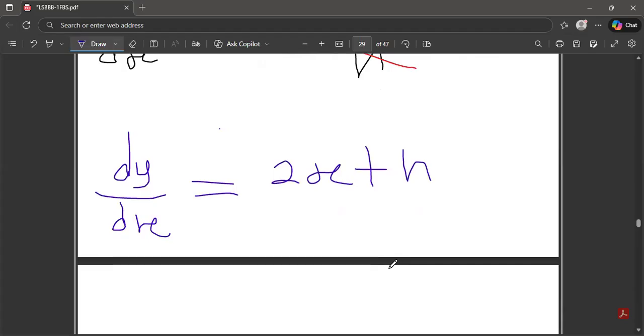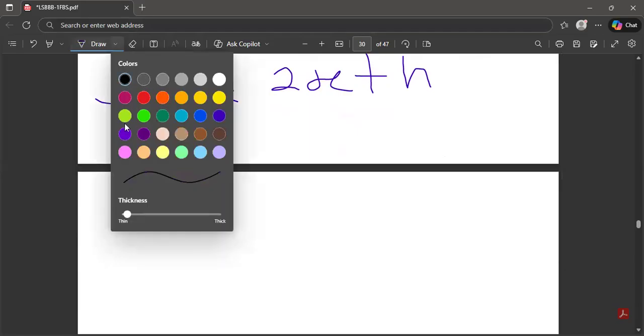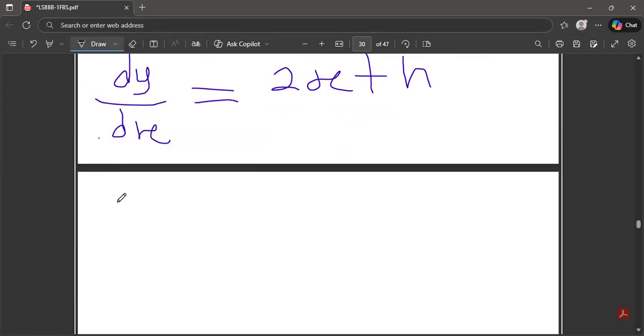Limit of h is equal to 0. In the first principle, that is the rule. When you get to this stage, when you take limit of h is equal to 0, it means that you are going to be left with just 2x. Yes, I will show you just a trick now. So at the end of the day, we are going to take limit of h is equal to 0 so that we can be left with just 2x alone.